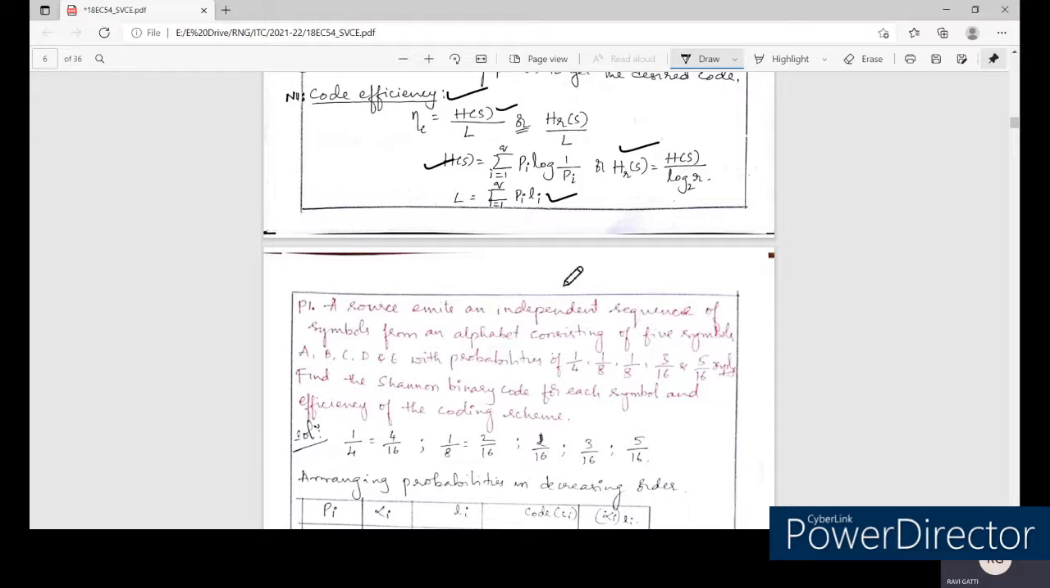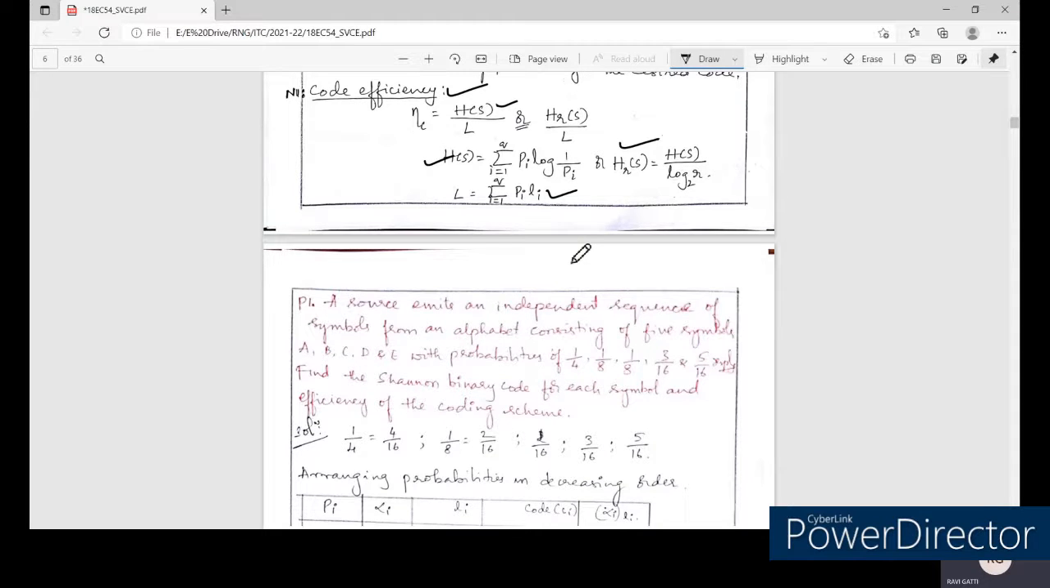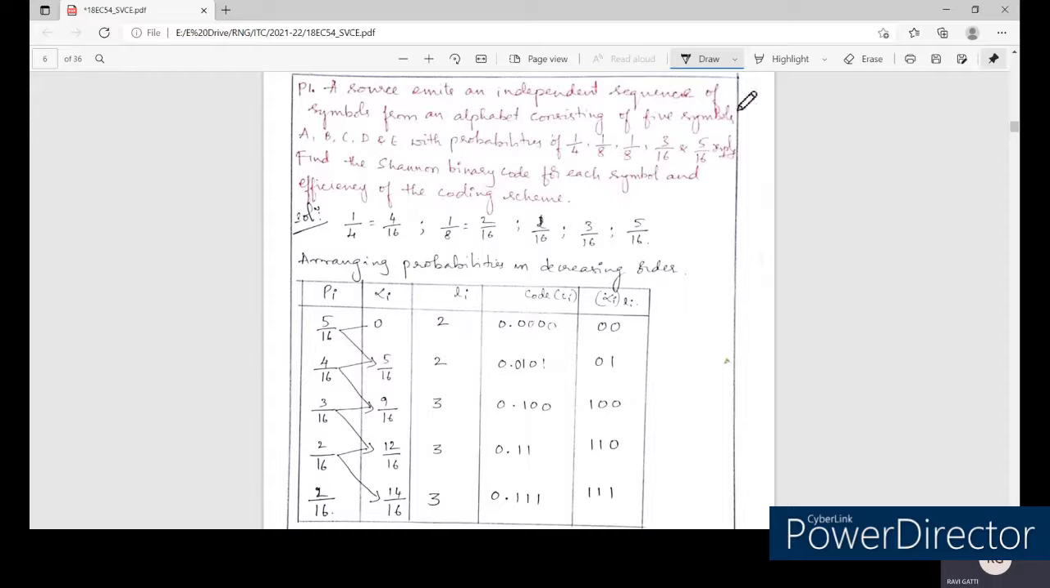Let us try to understand this problem. A source emits an independent sequence of symbols with an alphabet consisting of 5 symbols. So what are those 5 symbols? A, B, C, D, E they have given you. And they have given you the probability values for the emission of these source symbols: 1 by 4, 1 by 8, 1 by 8, 3 by 16 and 5 by 16.